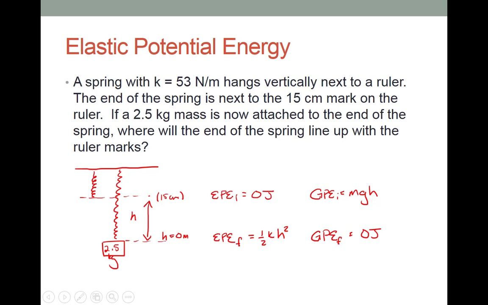But that 92 centimeters is measured from our 15 centimeter mark. So if this is 15, then this spot down here has to be 15 plus 92 centimeters, or in other words, 107 centimeters. So the answer to the question is, where will the spring line up with the ruler marks? It will line up with the 107 centimeter mark, meaning that this had better be a 2 meter ruler and not a 1 meter ruler.